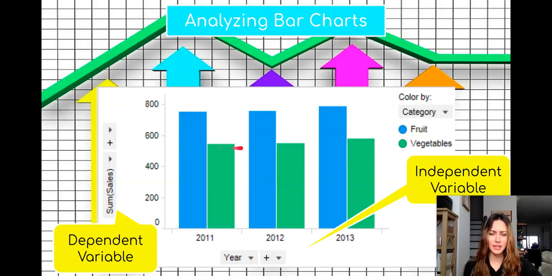We can see that as we move to 2012, it's very, very slight, but we can see a very small increase in both the sales of fruits and vegetables. And then finally in 2013, again it is very, very faint, but we can see another small bit of growth in the sales of fruit and vegetables. So again, we have an example where as year, or the independent variable, increases, the sales of both fruit and vegetables also increase.